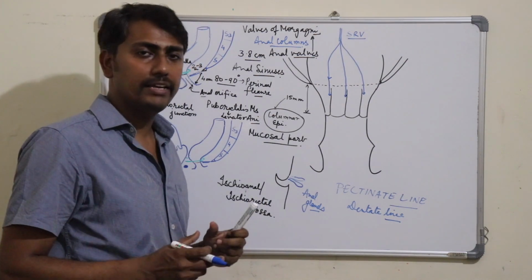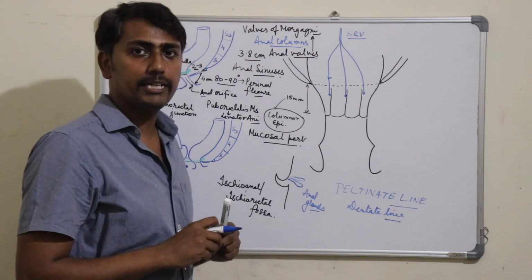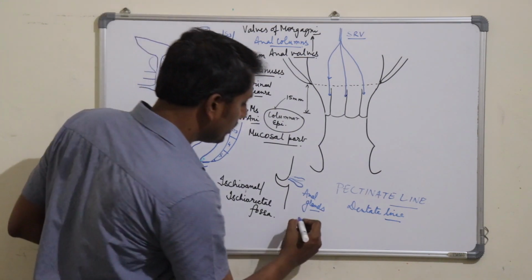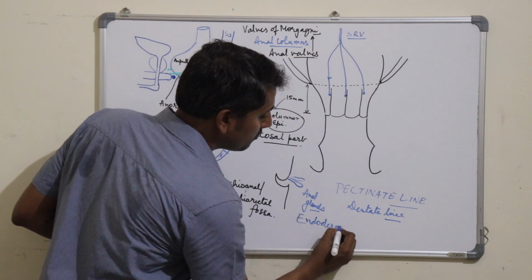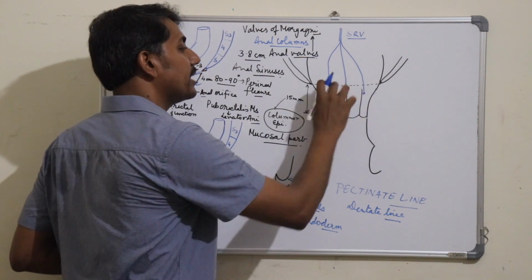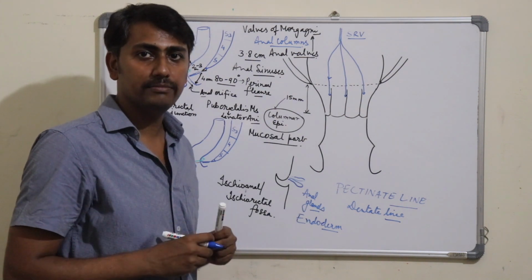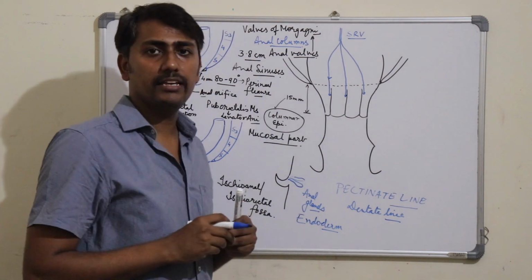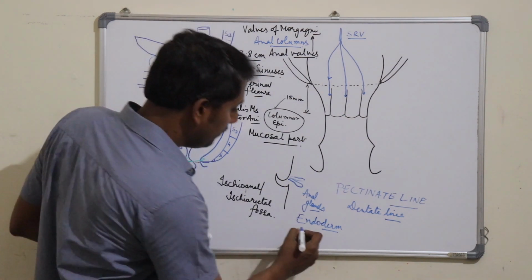Embryologically or developmentally, the mucosa of the mucosal part of the anal canal develops from the hindgut, which initially developed from the endoderm. Or we can say the part of the anal canal above the pectinate line develops from the endoderm. Also, this pectinate line represents the embryological site of attachment of the anal membrane.